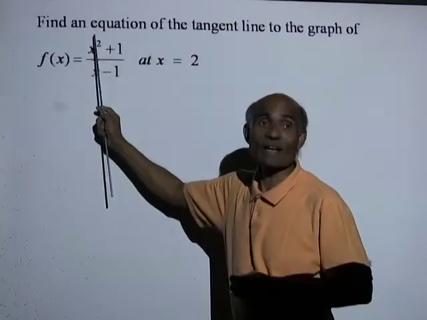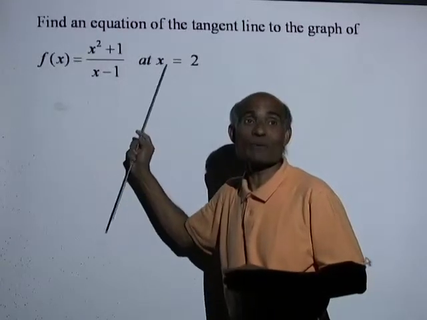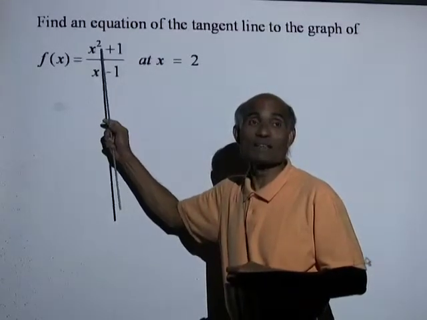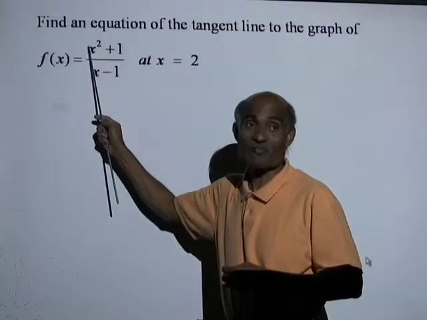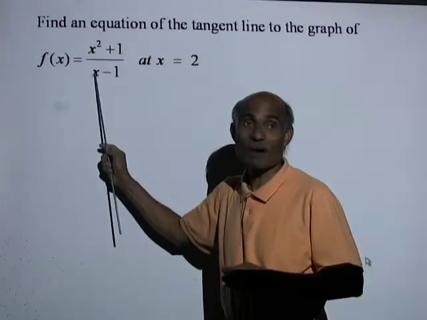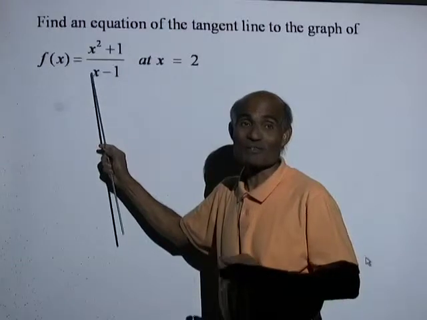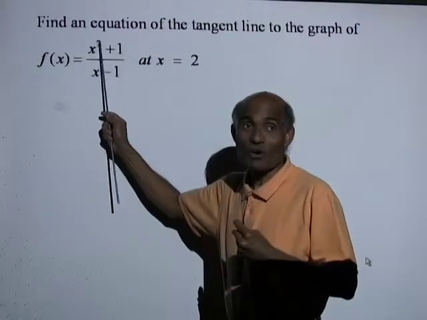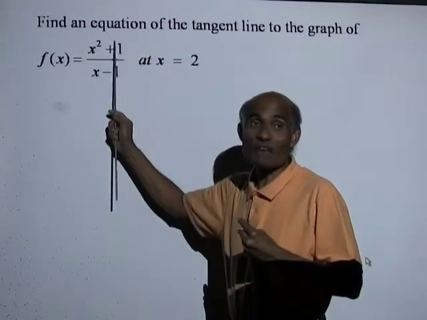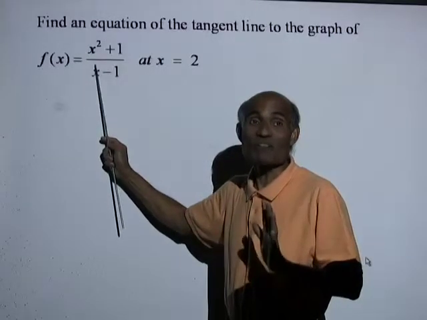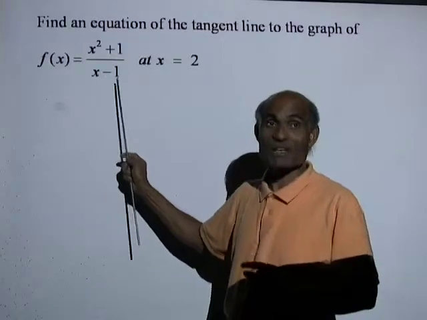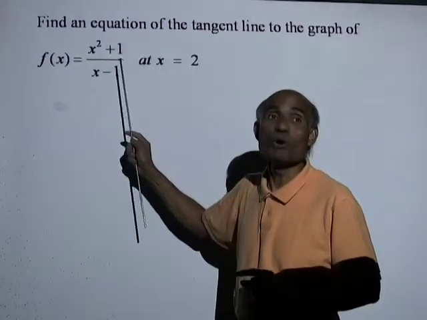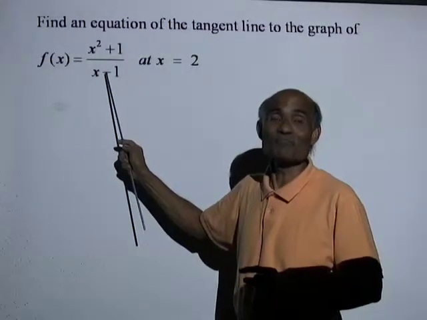Can you give me quickly, what is the value of y when x equal to 2 from here? 2 squared is 4, 4 plus 1 is 5, 5 divided by 2 minus 1, 2 minus 1 is 1. So, when x equal to 2, the value of this quantity is 5. That means the point of tangency is x equal to 2, y equal to 5.